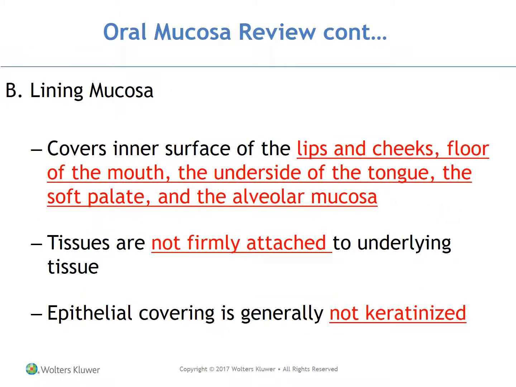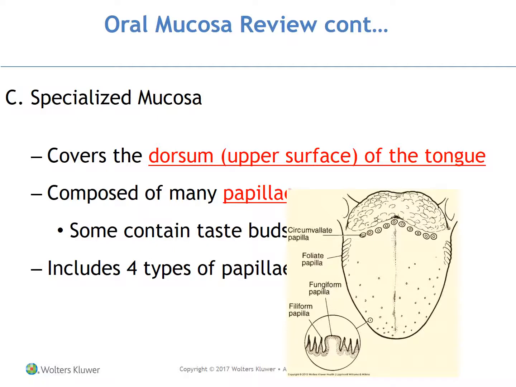So let's talk about the lining mucosa. Covers the surface of the lips and the cheeks, the floor of the mouth, the underside of the tongue, the soft palate, and the alveolar mucosa. Tissues are not firmly attached to the underlying tissue, meaning that they are movable, and these are not keratinized. Then we have specialized mucosa, and that is what covers the dorsum of the tongue, which is composed of many different papillae. And you can see that in this picture: the circumvallate papilla, the foliate papilla, fungiform, filiform. So make sure you know those 4 types of papilla.